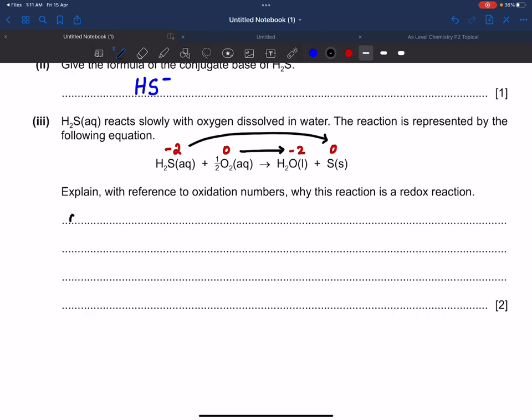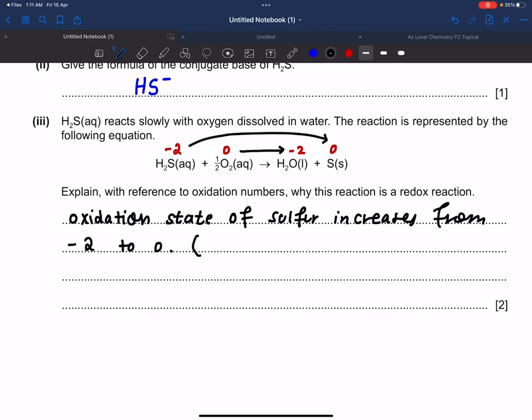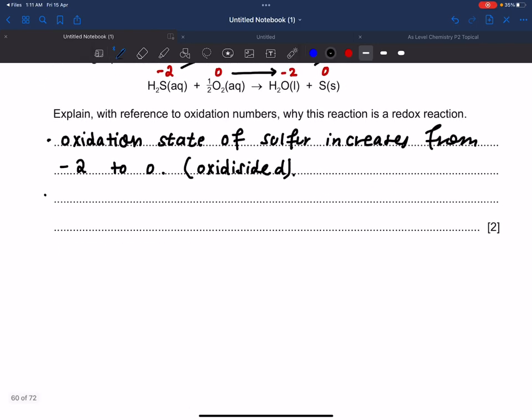So write: oxidation state of sulfur increases from -2 to 0, which means that it is oxidized. Similarly, oxygen decreases, so it is reduced. So it's a redox reaction. As simple as that.